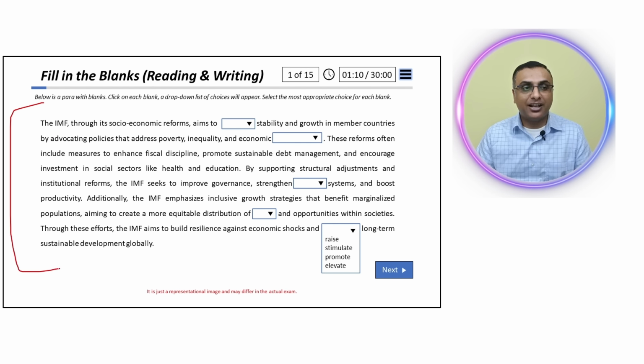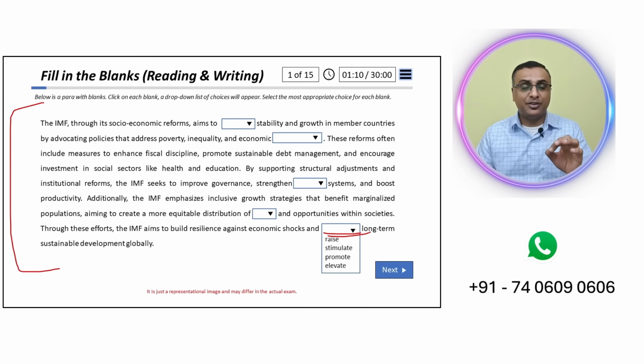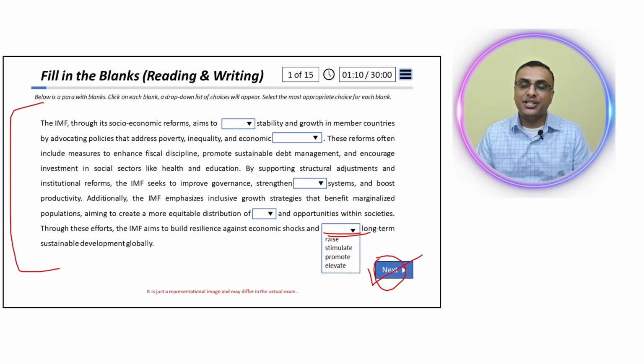Let's quickly look at the representational image for reading and writing fill in the blanks. Here you can see a paragraph with some missing words. Specifically in reading and writing fill in the blanks, there is a drop-down list available. Now, this drop-down list will have about 4 or 5 options. You will have to select the appropriate answer for each of the blanks. Once you complete selecting all of the options for each blank, go ahead and click next for the next question type in your exam. But remember this pro tip, you have to select each of the blanks. You shouldn't miss any blank if you want to score that 79 plus in your exam.